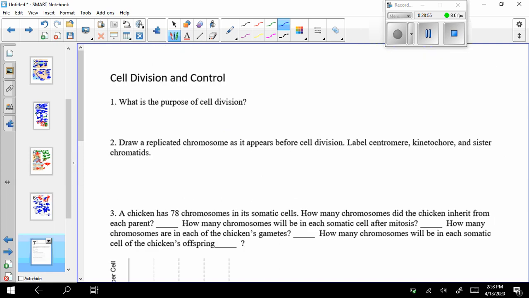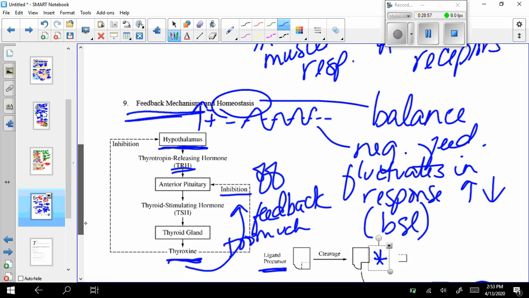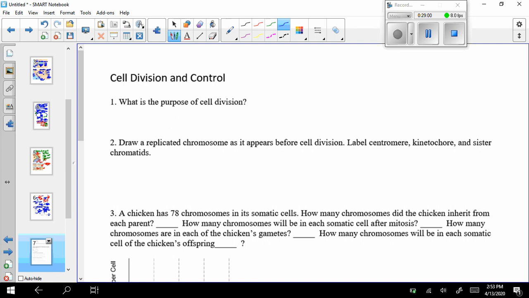All right. Whoops, I might have missed something at the bottom here. Nope, got it. All right, next page, cell division.